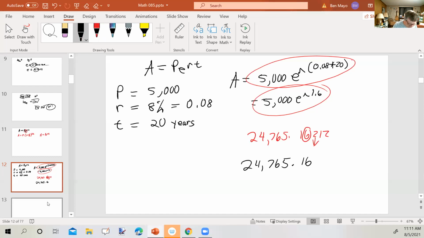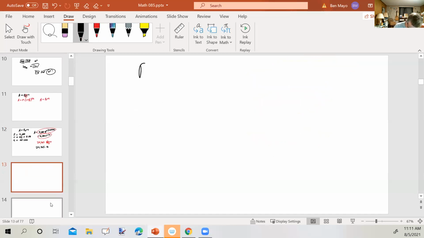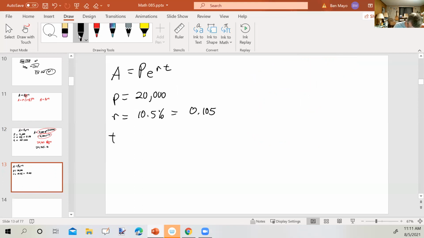Let's see here. Again, we're going to use A equals P e to the RT power. And let's see, we've got P is 20,000. R is 10.5%, which would be 0.105. And T is 50 years. Again, be careful converting a percent to a decimal. You drop the percent sign and move the decimal point 2 places to the left.